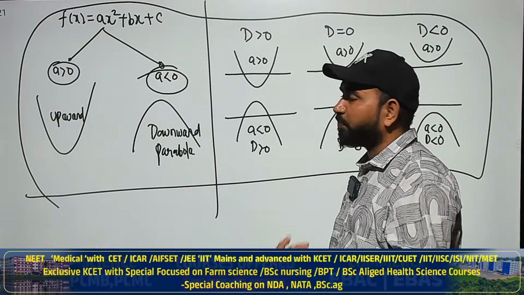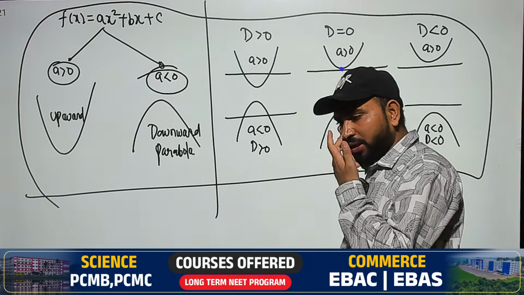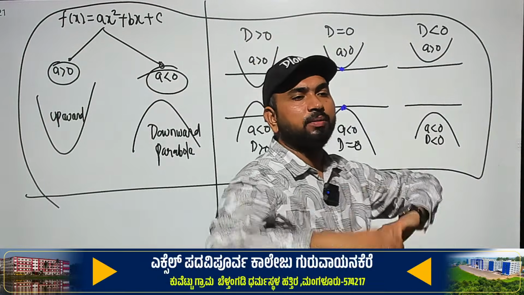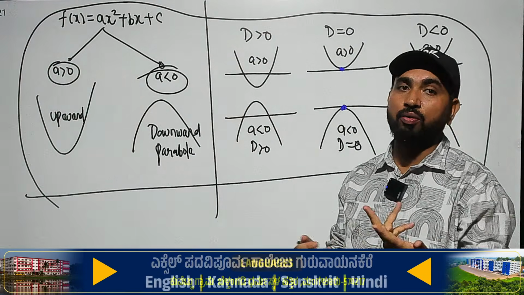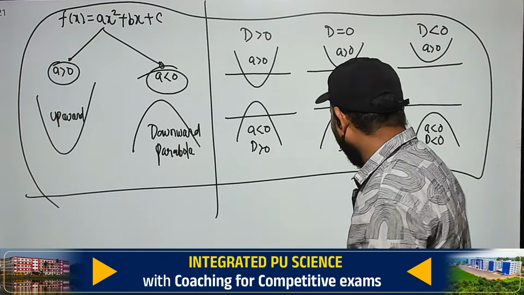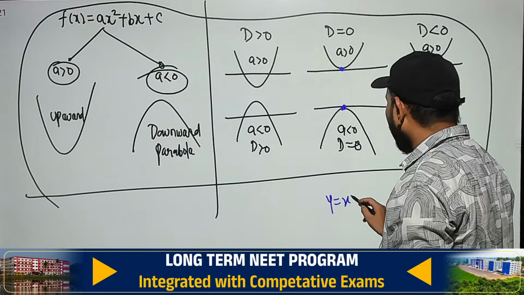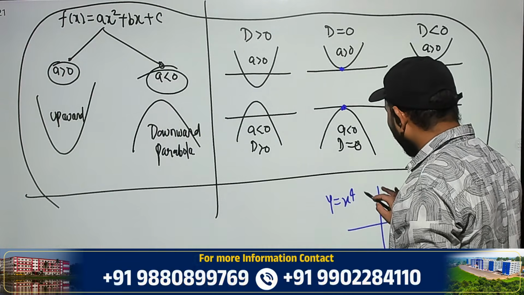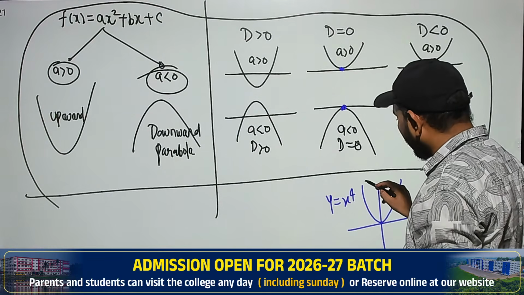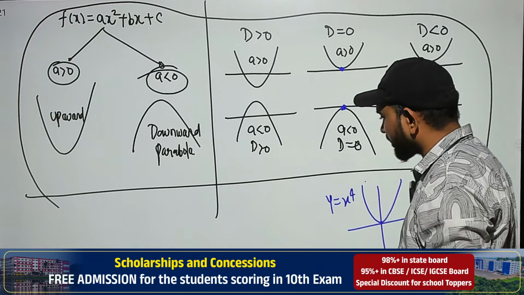And touching means power, you will understand when I discuss the application of derivative. Suppose I give y equal to x power 4. Maximum 4 roots are there. But the graph looks like x square, and this is also the x power 4 graph.